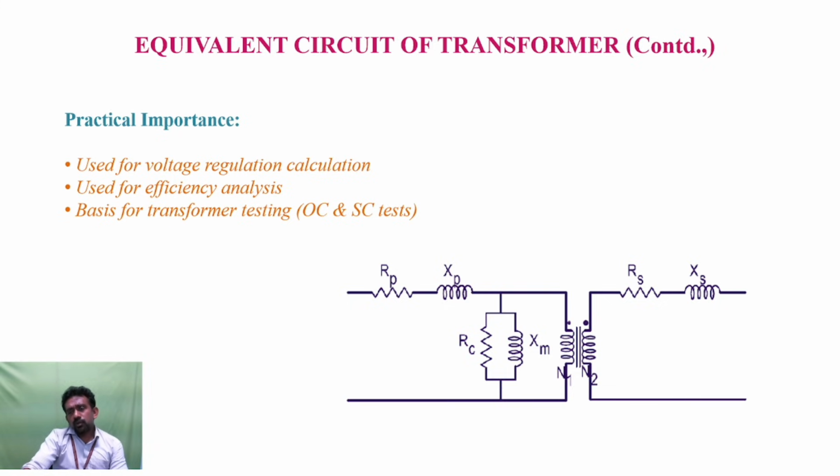Transformers have different amounts of load, and this load is one of the prime factors deciding the output load current. If the voltage given is constant and the load current varies, it will create a burden on the secondary of the transformer, and this burden has to be avoided by means of voltage regulation. It is also used for efficiency analysis. The basis of transformer testing, that is the open circuit and short circuit tests, can be assessed using this equivalent circuit of the transformer.